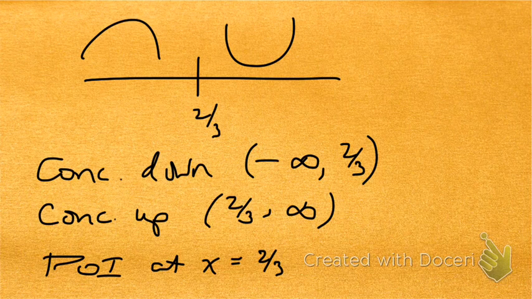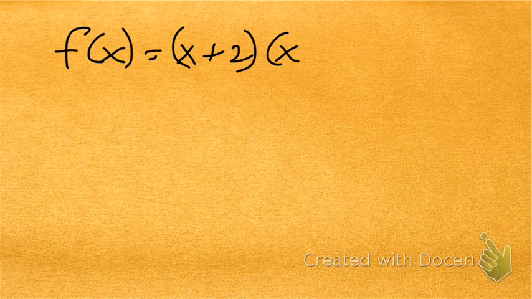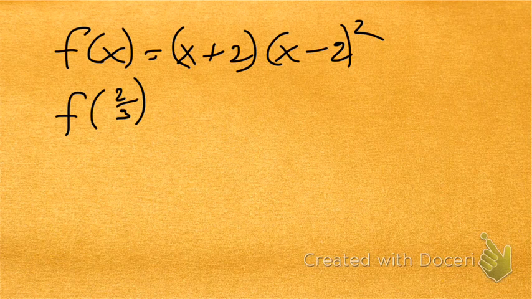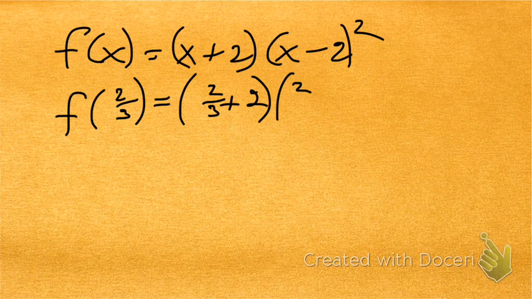Well, if it's a point, we need x and y. So we're going to plug that into the original function. We said that the original function was this before we rewrote it, and you can use either version. If we plug 2/3 in, 2/3 plus 2, 2/3 minus 2 squared. You can play with the decimal or the fraction.